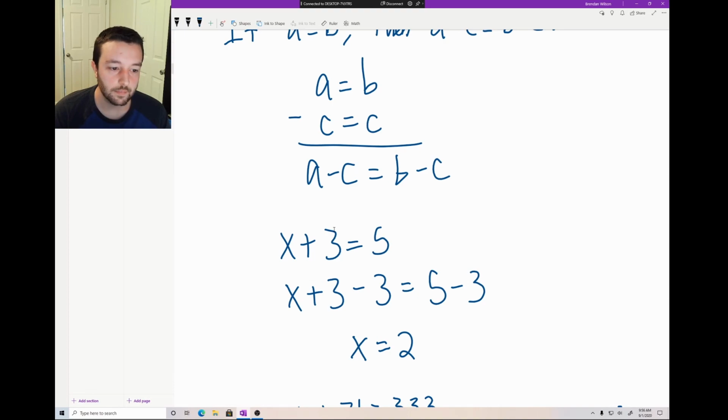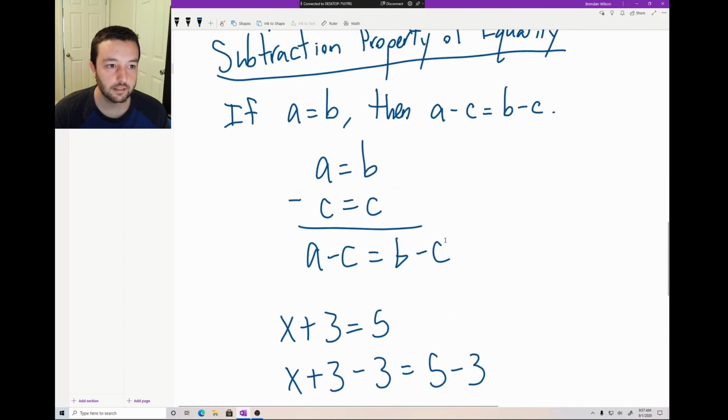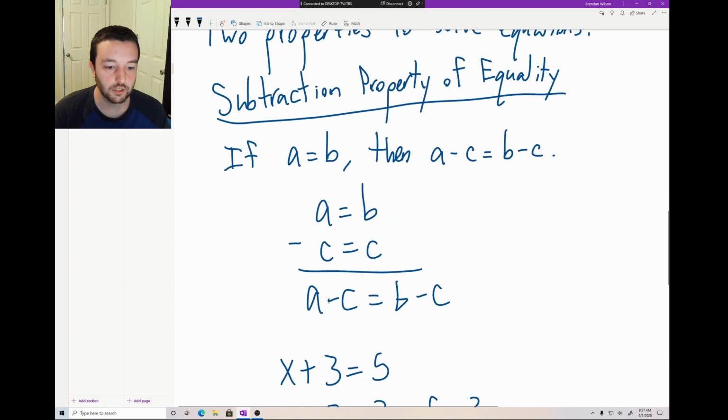In order to do that, we have to get rid of all the things that aren't the variable on this side. Here, the plus 3 is not part of the variable, so we subtract that in order to get rid of it. When we subtract it on this side, we have to subtract it on this side also. Otherwise, we don't have a true statement anymore. If we just subtract it on one side, then this equation would no longer be the same equation. The subtraction property of equality says we can do it as long as we subtract it on both sides.